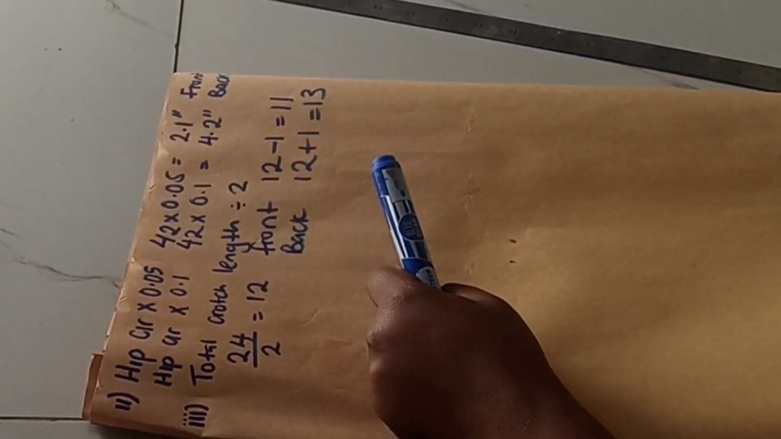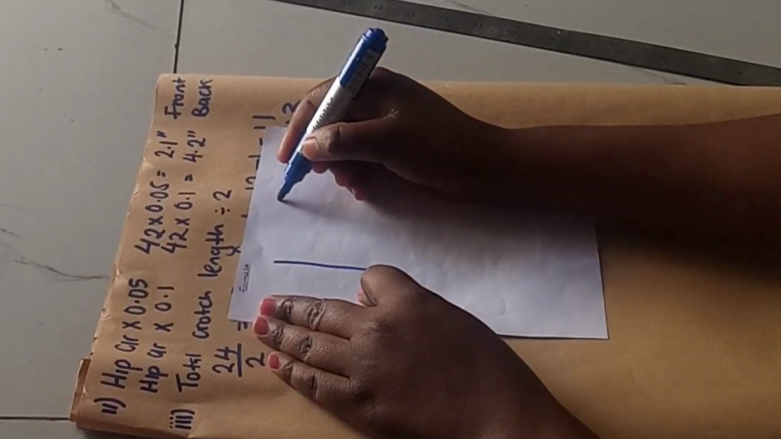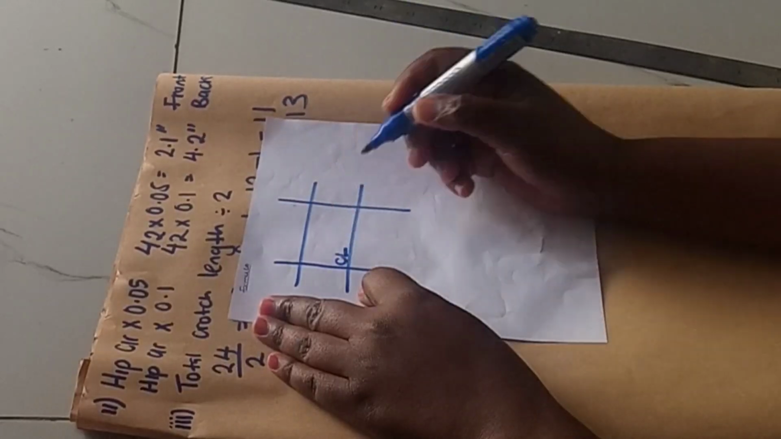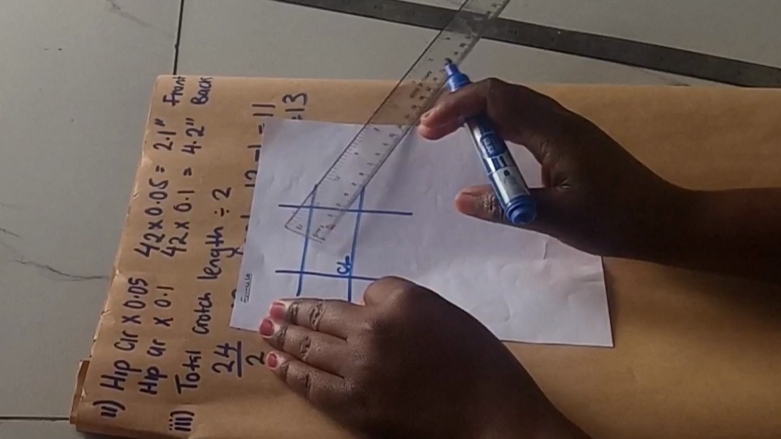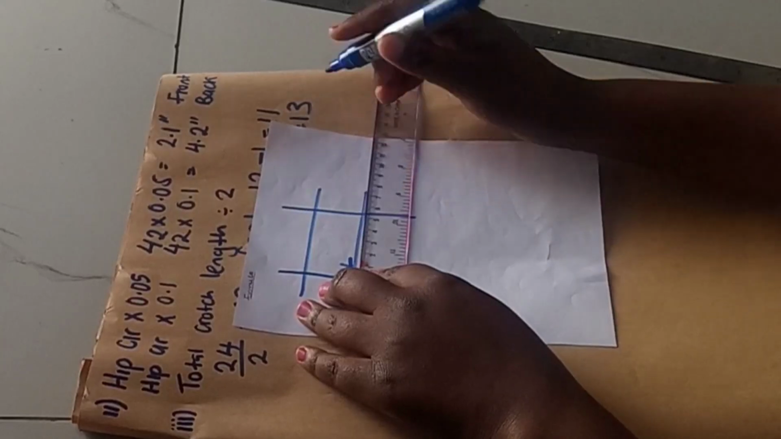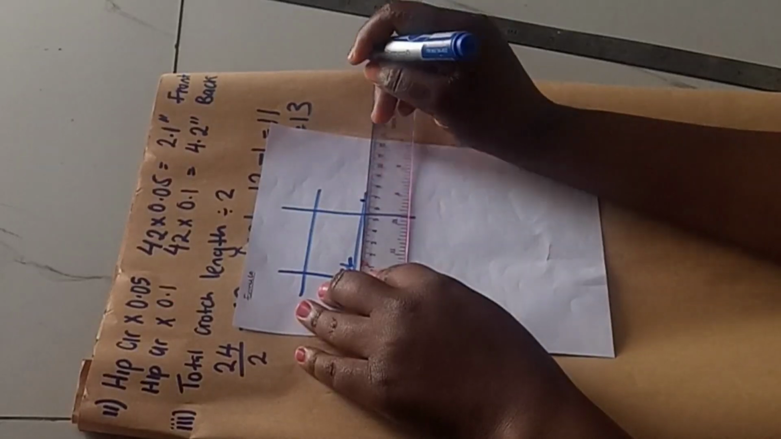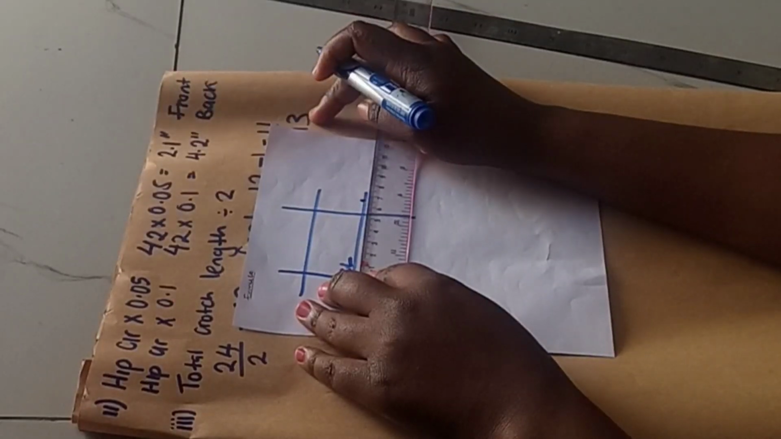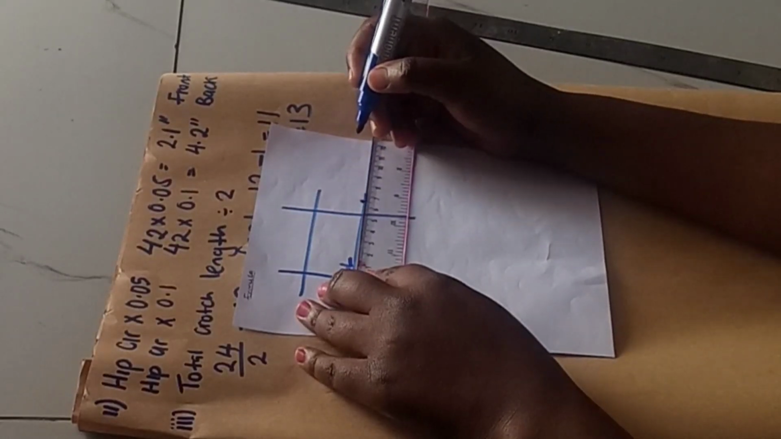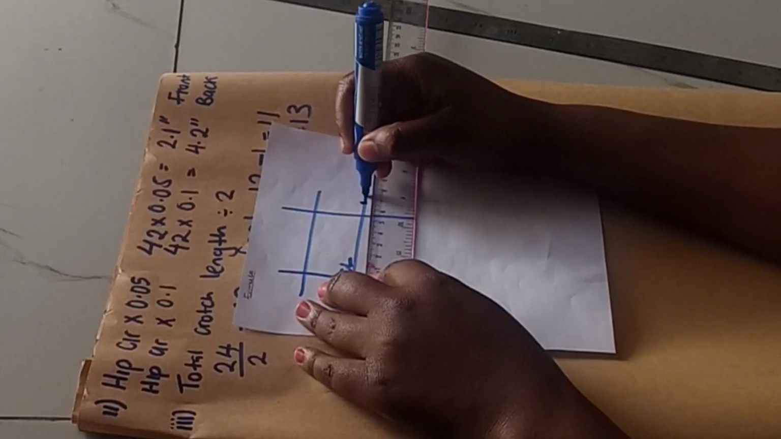Then for this method, when you get to your drafting piece, the piece that you are drafting, you measure this measurement from here up to here. So you measure 11 inches, for example. Then for the back piece, you also measure from the same line up to where the 13 ends.